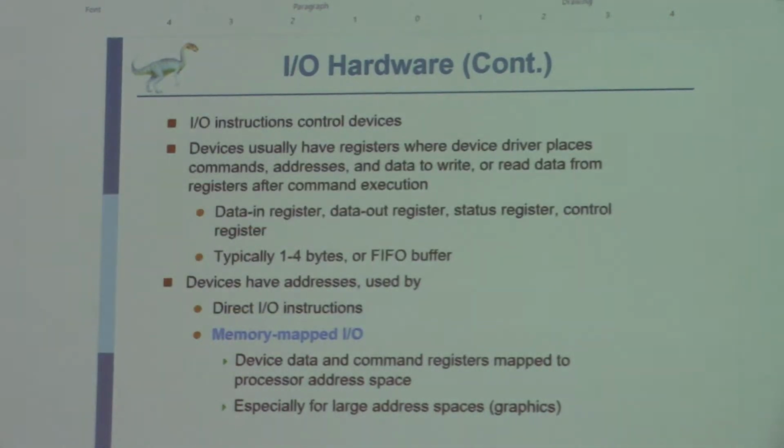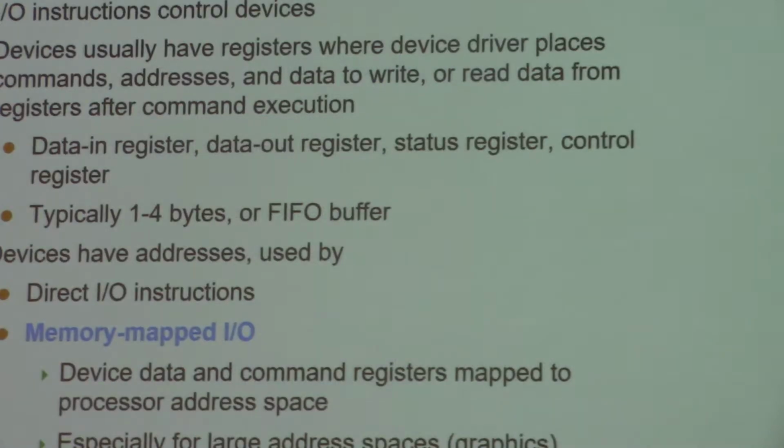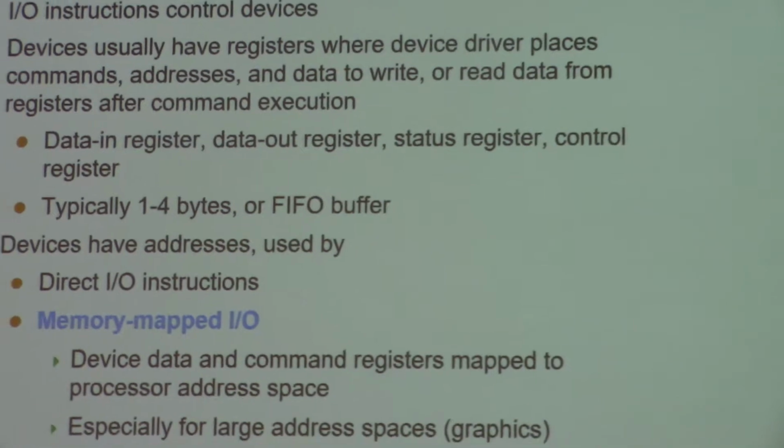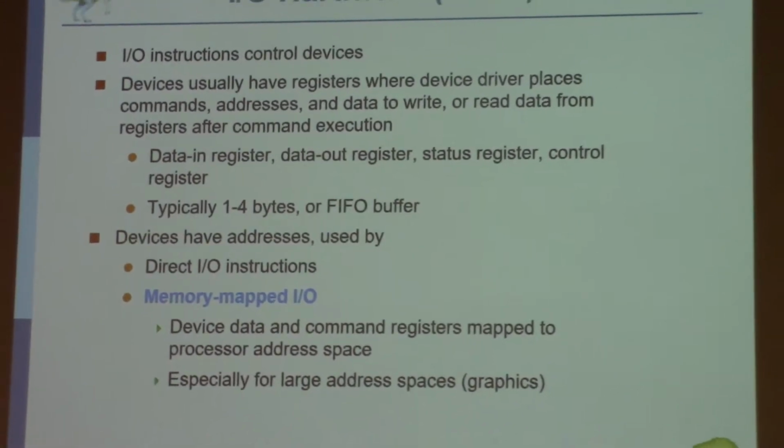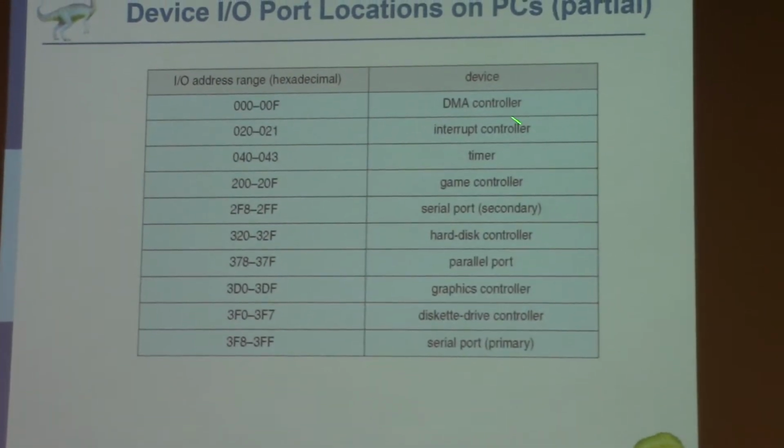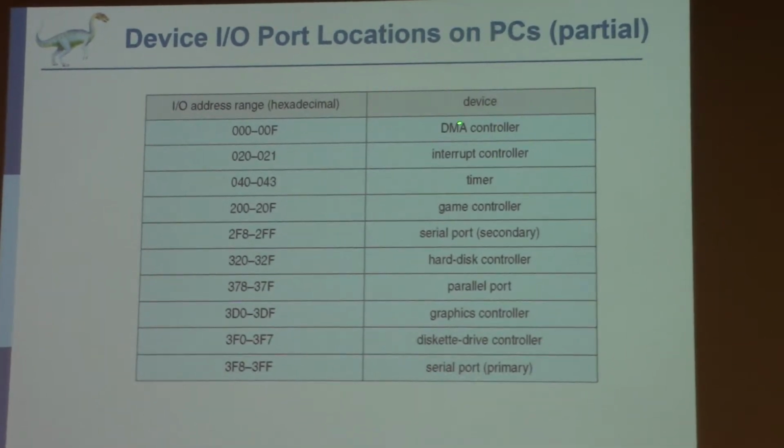So that is memory-mapped I/O, and now you can understand memory-mapped I/O versus direct I/O instruction. And these are the details of the addresses. The DMA controller is here, the interrupt controller is here, and the timer. What is a timer? I think we talked about the timer slightly.